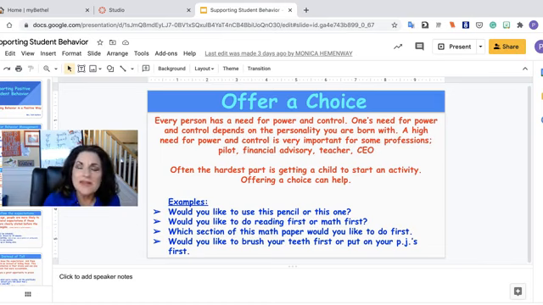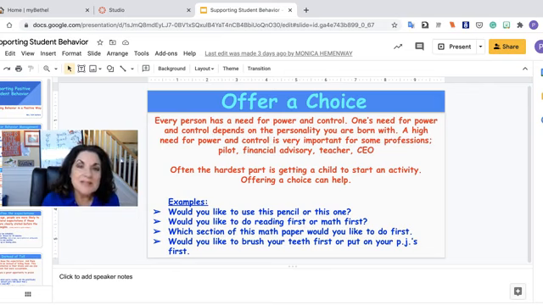My go-to choice always is, would you like to use this pencil or this pencil? And I'll have a couple different colored pencils there. Maybe one with cartoons on it and one plain or whatever. And then I might say, would you like to do your reading first or your math first? Would you like to do this part of your math or this part of your math first? When you're getting ready for bed, you can say, would you like to brush your teeth first or put on your pajamas first? And that choice is often enough to get over that hump to get started.